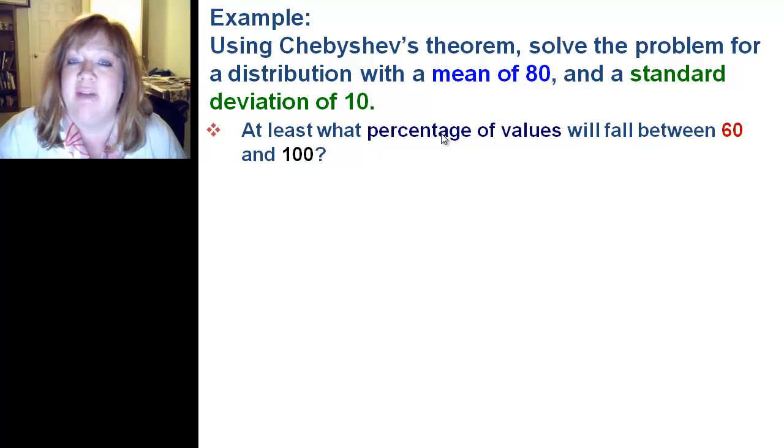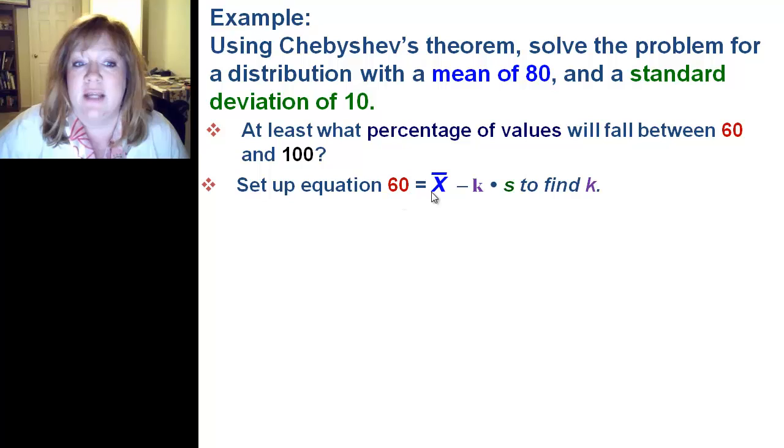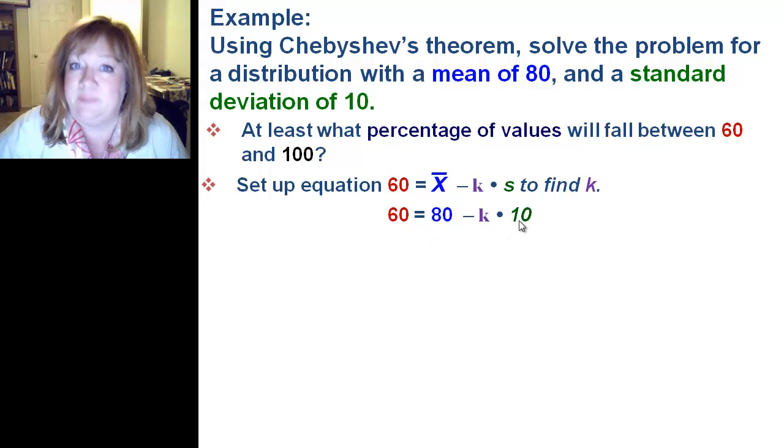Well, first we have to find what k is before we can plug it into that 1 minus 1 over k squared. So what I'm going to do first is set up an equation. 60 is going to be the mean minus k times your standard deviation in order to find k. The mean they gave us was 80, so that'll go here. Standard deviation is 10, so that'll go in place of your s. So you end up with 60 equals 80 minus k times 10.